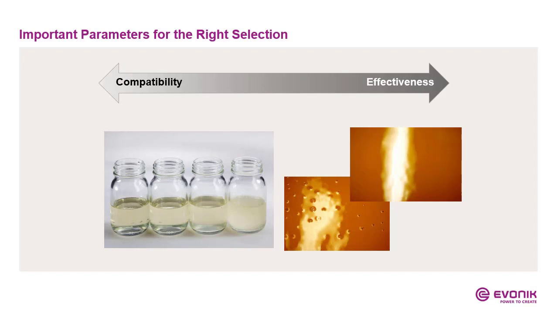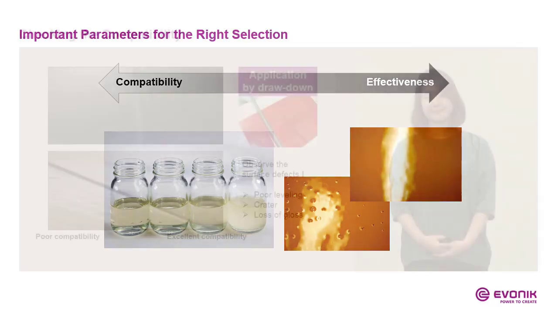There are two important parameters for selecting the right defoamer or deaerator. One of them is effectiveness, and the other one is compatibility. You want to have as efficient defoamer or deaerator as possible. But at the same time, you want to have a good compatibility, which means you want to have no influence in the system. On the picture left side, you see 4 bottles. The far left shows very good compatibility, and on the far right side, you see bad compatibility, which we do not want to have in the system.